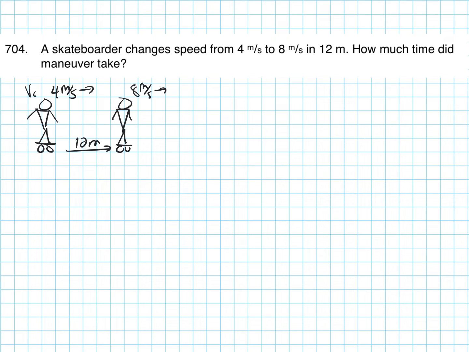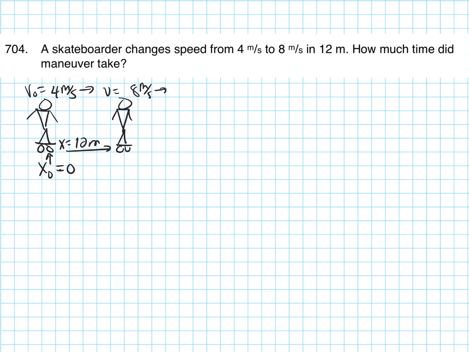So the 4 meters per second is the beginning of our story, so that's going to be the initial velocity, v naught. 8 meters per second is the end of our story, so that's going to be v by itself. And the distance is 12 meters, so we're going to call that x equals 12. Remember also that for all the problems that we're doing, we're just going to make x not equal 0, so 0 is right there.